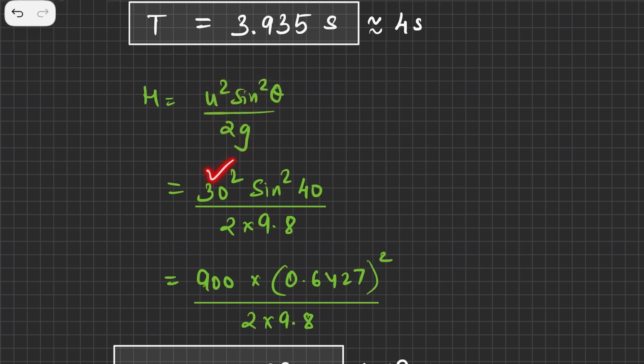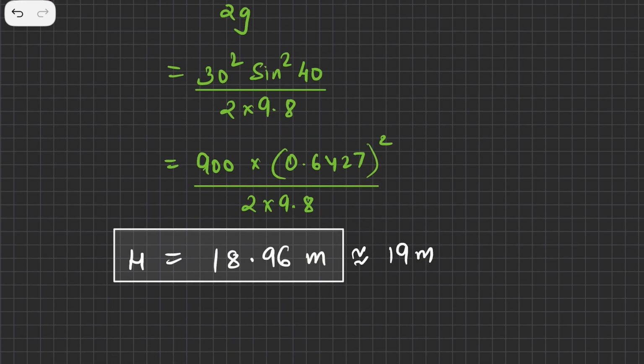So u is 30, theta is 40, 9.8. Now 30 square is 900. Sine 40 is 0.6427 the whole squared. Make sure that you are mathematically sound, and you should not be squaring 40 and then taking a sine. That will not be a proper way of doing. First you find out sine 40 and then you square it. 2 into 9.8 is as it is.